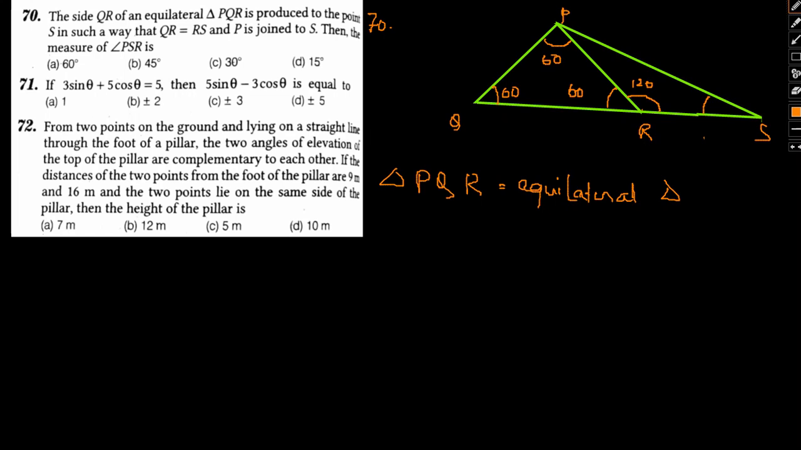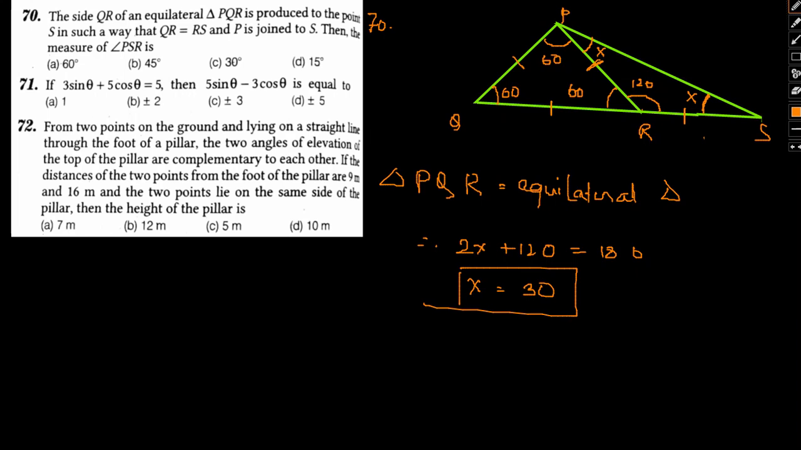Now what else is given? We know RS is equal to QR. Therefore RS will also be equal to PR, because anyways this is an equilateral triangle. So it simply means that this angle and this angle, that is angle RPS and RSP, will be equal. So let this be x. Therefore we can write 2x plus 120 equal to 180, or x is equal to 30. So therefore our measure of angle PSR will be 30 degrees. I hope this is clear.